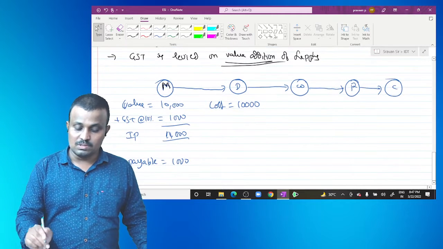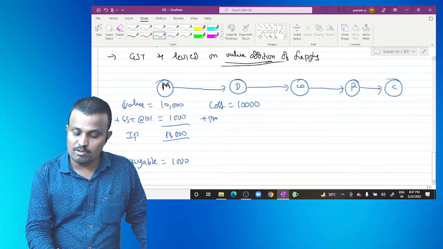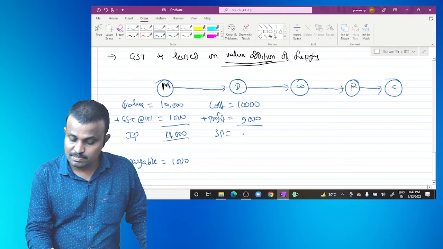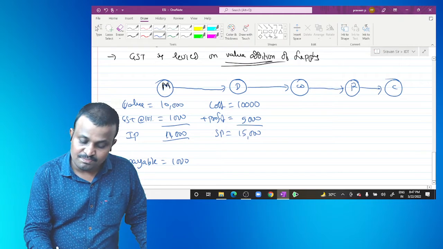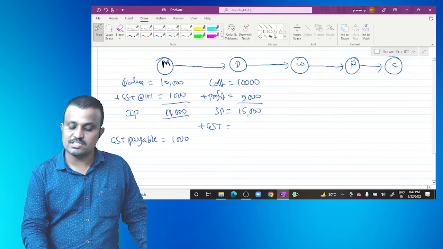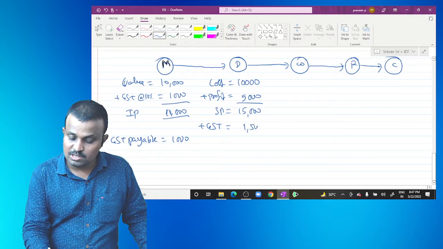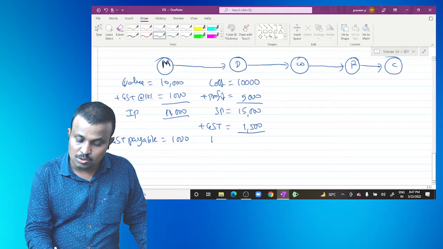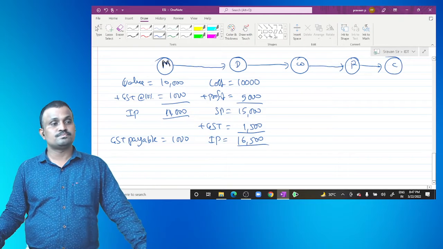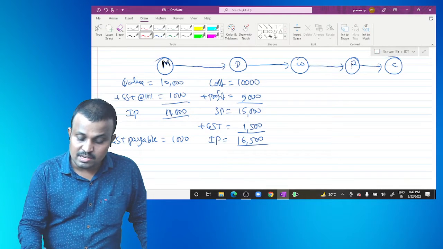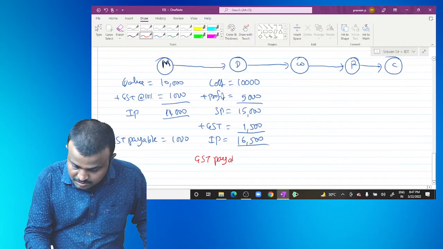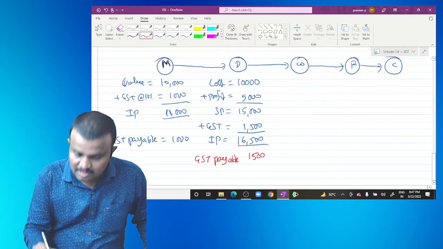Clear? So cost plus, for example, profit added by the party, 5,000. The selling price is 15,000. But again, he collects what? GST. GST is, for example, 10%. So how much? 1,500. Then the total invoice price is equal to 16,500. So here, if you observe, GST payable is equal to 1,500.